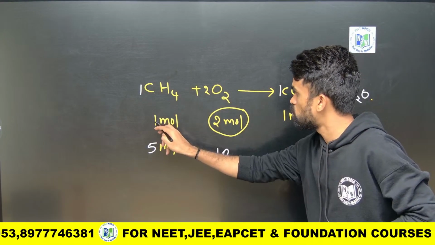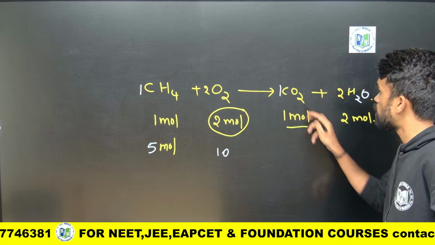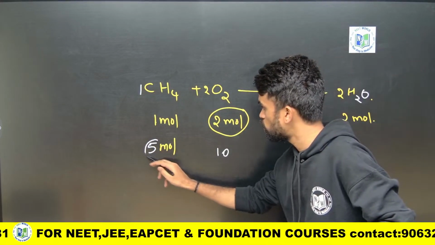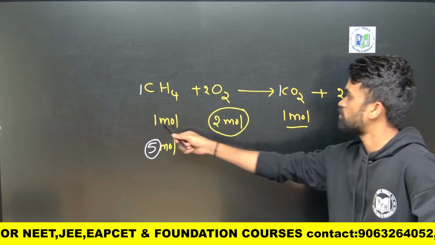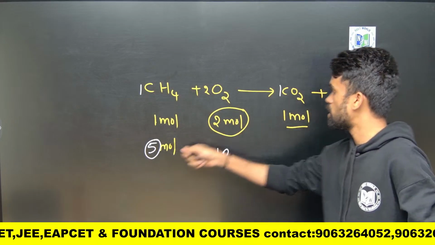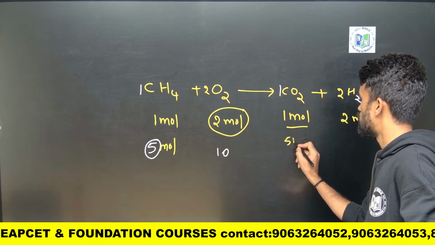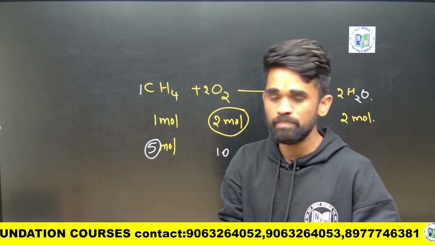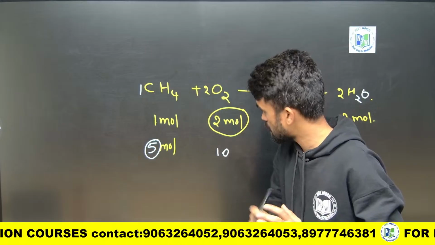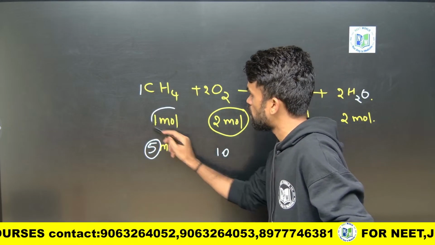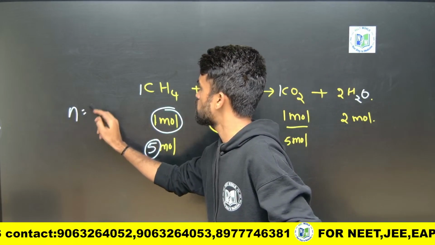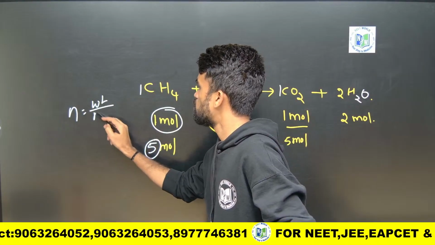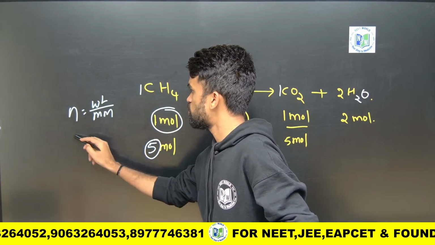For each 1 mole of methane, 1 mole of CO2 is formed, right? So I have given you 5 moles; for 1 mole it is forming 1 mole, so for 5 moles, here also it will be 5 moles. Like this, simply by understanding what is happening here, we can easily do this. Hope it is clear. Now instead of saying 1 mole, we know number of moles equals given weight divided by its molar mass, right?